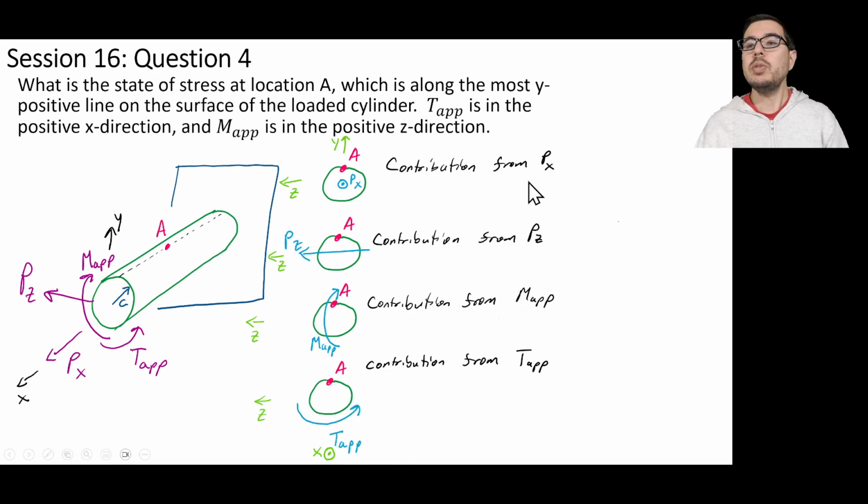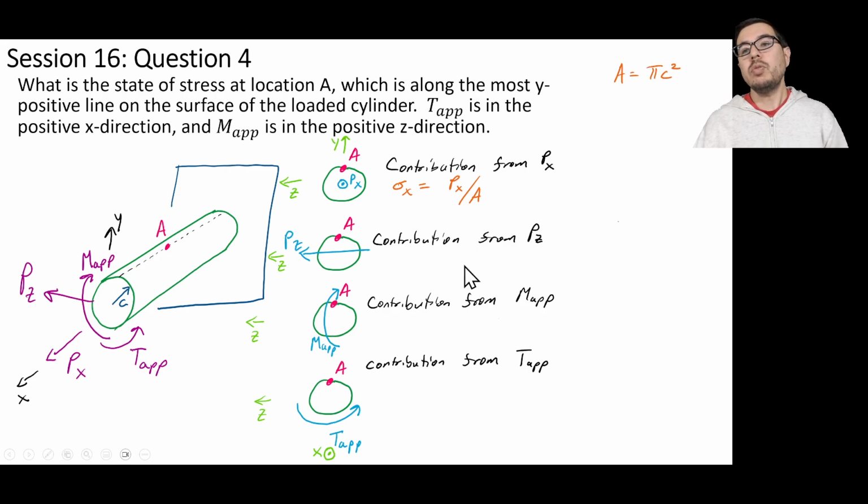For the contribution from PX, we see that this is an axial load. It's treating this system as a bar, and the sigma x, the stress in the x direction, will simply be this force divided by the area. The area is pi c squared.